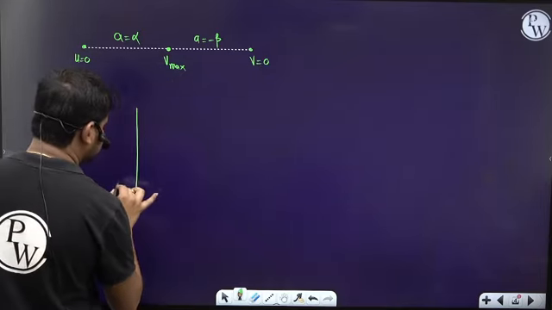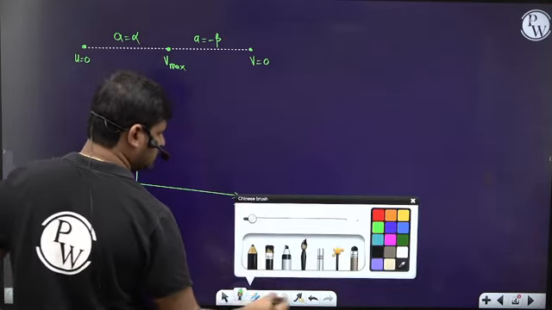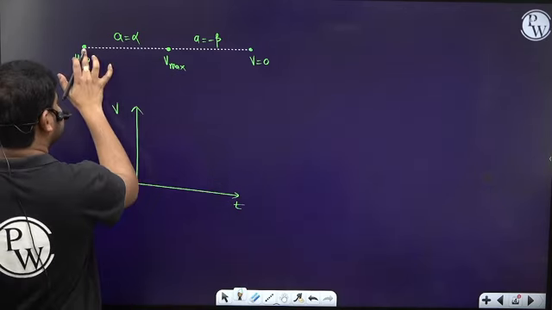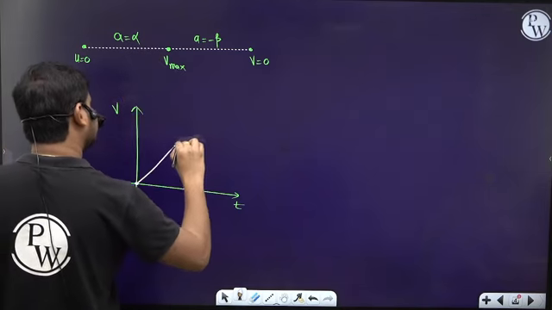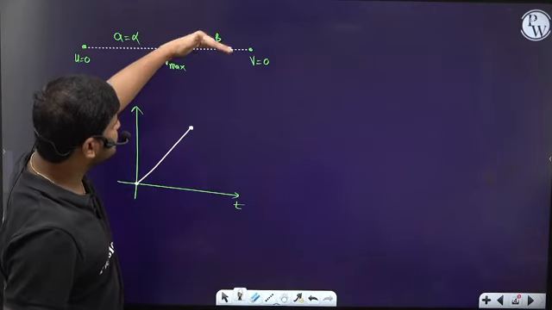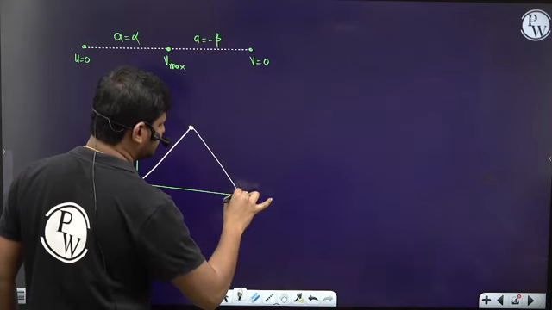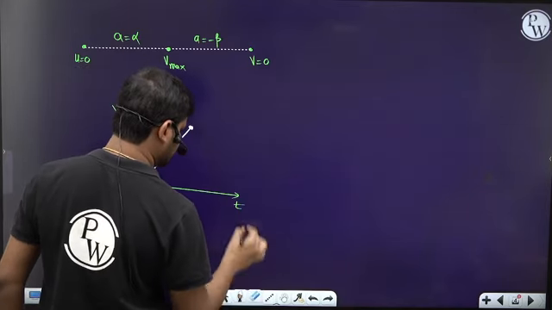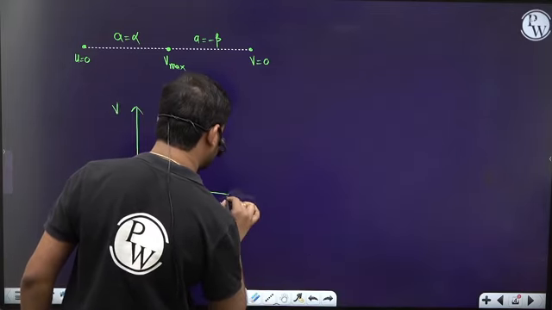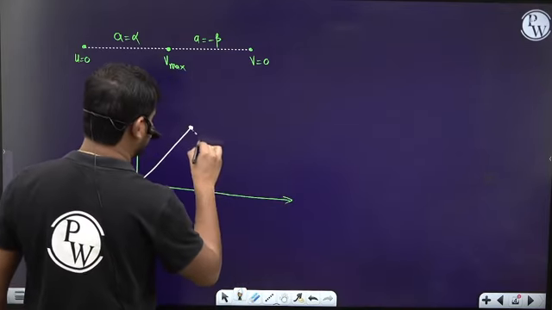So I am drawing the velocity-time graph. This is the velocity axis and this is the time axis. First its initial velocity is 0. Then its velocity increases and becomes maximum. From there its velocity decreases with respect to time, and then it becomes 0. So just analyze the situation and draw the graph for that.